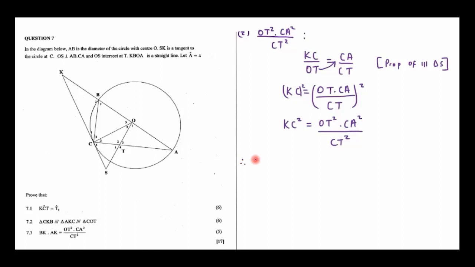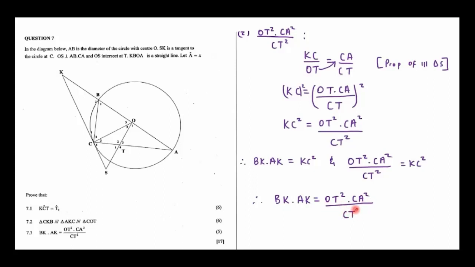Now notice something. In the previous part, the first part, we said that BK times AK was KC squared, right? And now we're saying that OT squared times CA squared over CT squared is also KC squared. So what does this mean? It means these things are equal. Therefore, BK times AK is equal to OT squared times CA squared over CT squared. And that is how we get our final answer.